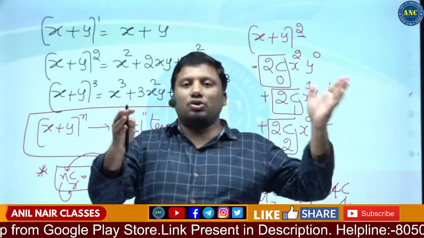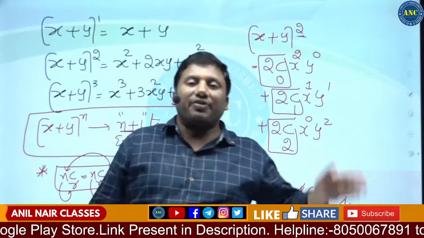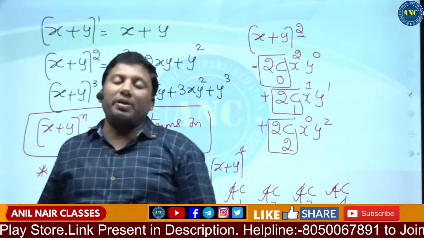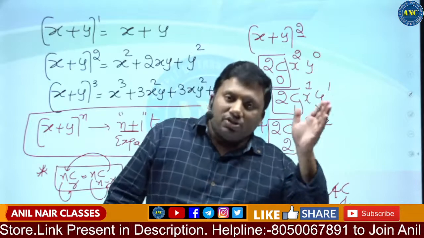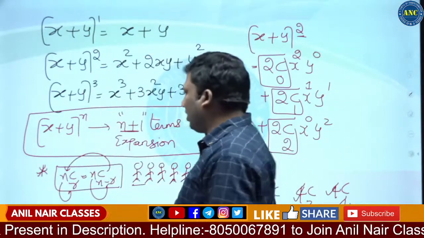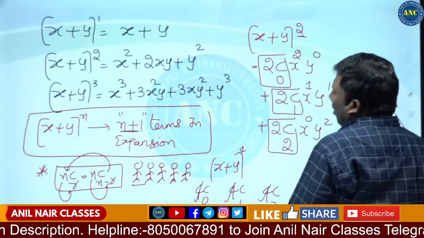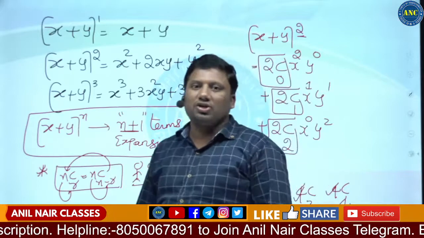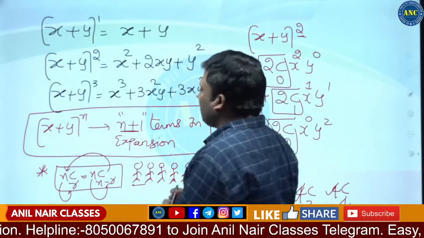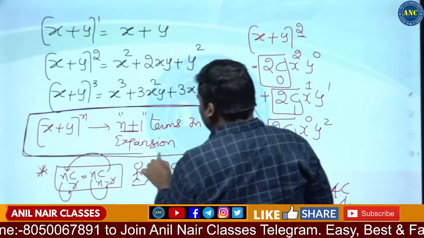From 0 to 2, how many terms are there? 0, 1, 2, 3. From 0 to 3, how many terms are there? 4. From 0 to n, how many terms are there? N plus 1. This is the reason behind it. If the power is n, how many terms will be there in the expansion? N plus 1 terms will be there in the expansion.